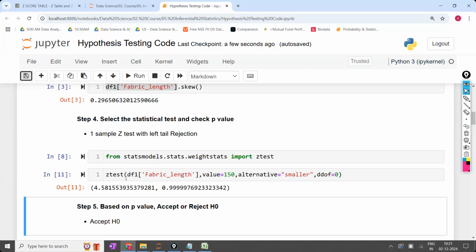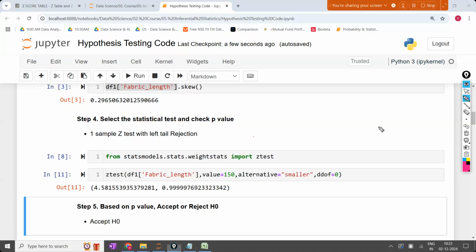Anyone has any questions? Sorry. 1 to? What, 1 to 1.5? Oh no, 0 to 0.05 is rejection, 0.05 to 1 is acceptance. Done?